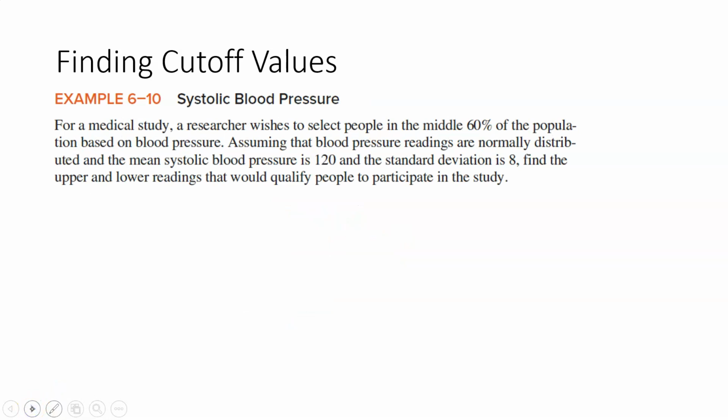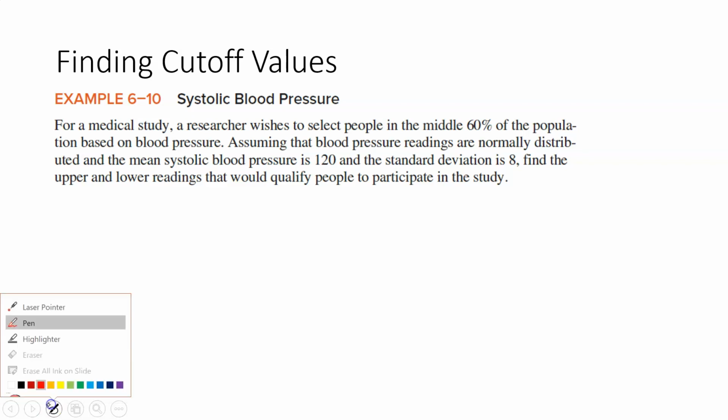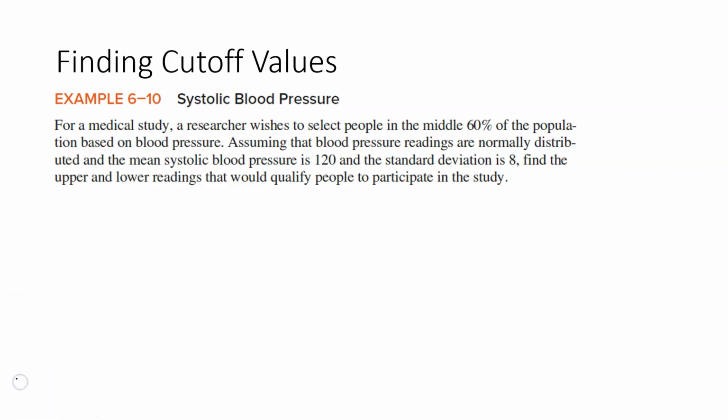All right, so for a medical study, a researcher wishes to select people in the middle 60% of the population based on blood pressure. A little bit different there. Assuming that blood pressure readings are normally distributed, and the mean blood pressure is 120, so the mean is the average, is 120. The standard deviation is 8. We're going to find the upper and lower readings that would qualify people to participate in the study. So let's draw our picture here.